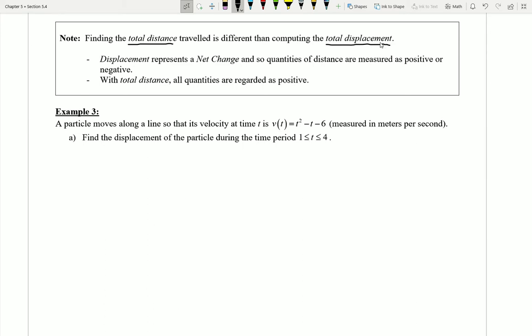Now, if I think about what these two things mean, displacement represents a net change. And so quantities of distances are measured as positive or negative, whereas with total distance, all quantities are regarded as positive. Okay, maybe this makes no sense. If you've spent some time in a physics class, you've dealt with these concepts in more detail already. But I always like the following analogy to help me process these two different ideas.